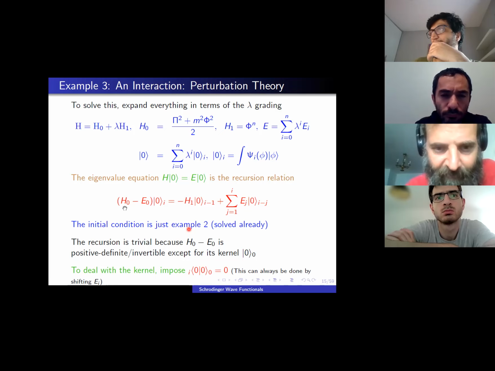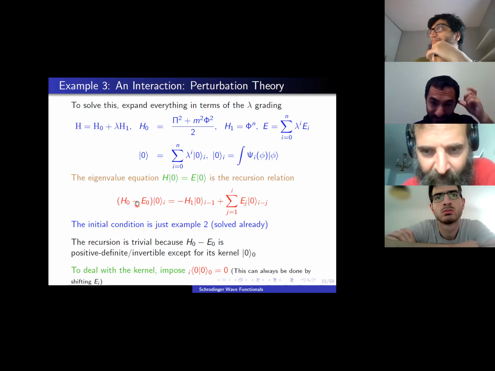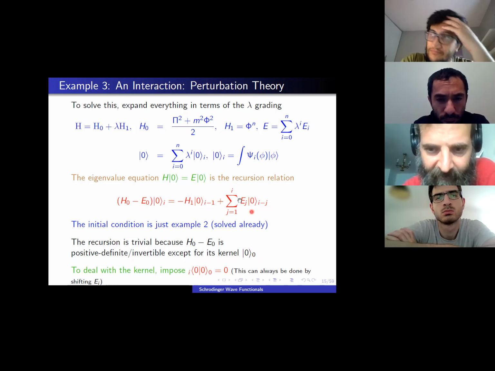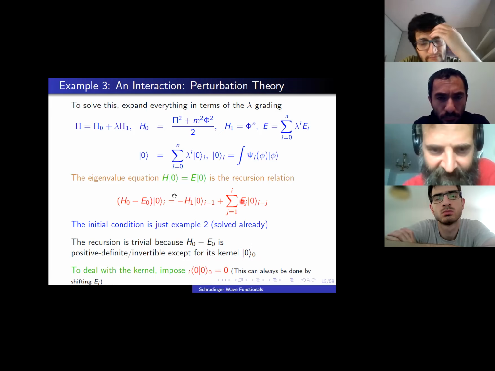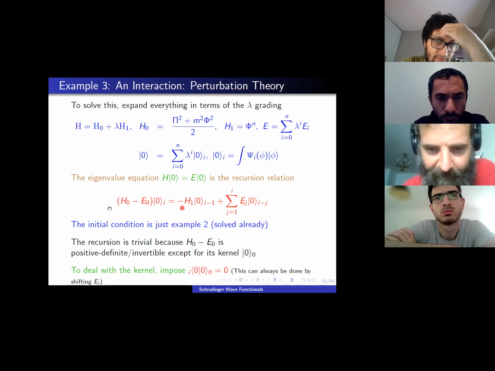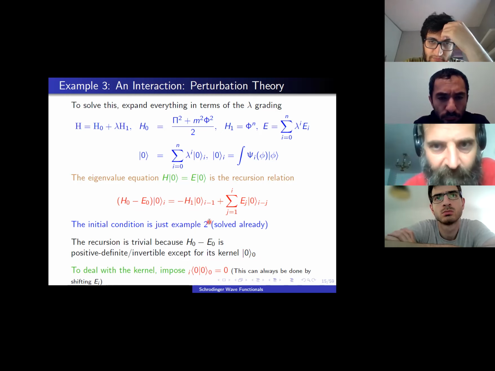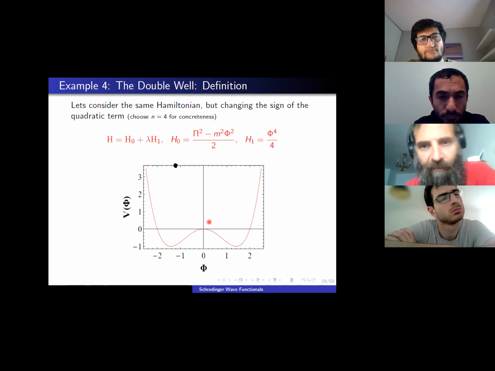And to go to further steps, you just need to invert this thing over here. Well, this has got a kernel. The kernel is 0, but we can get rid of the kernel by fixing the EJs. So by fixing the EJs, you get rid of the kernel and you can just invert each step and solve it. So this model is solved. So any question about the solution? Okay, so that was easy.